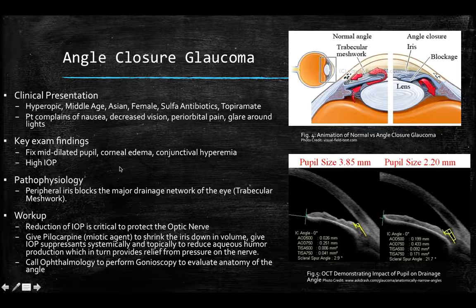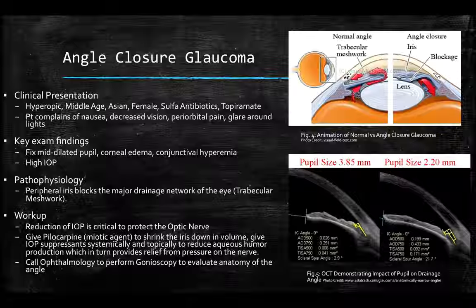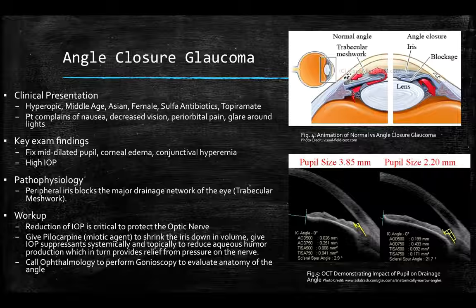And the key exam findings, we saw it on the previous page. Remember to etch that photo in your mind. You're going to have that fixed mid-dilated pupil, corneal edema, and conjunctival hyperemia. And then every emergency room should have a Tono-Pen to be able to measure the intraocular pressure. Normal range is between 10 and 20. And for angle closure glaucoma, you can get values as high as 50 to 60.